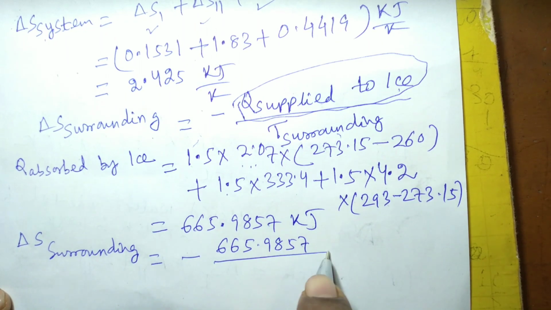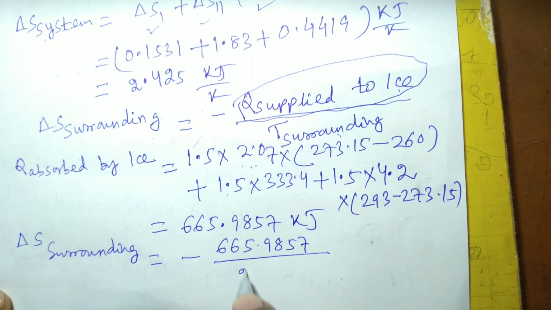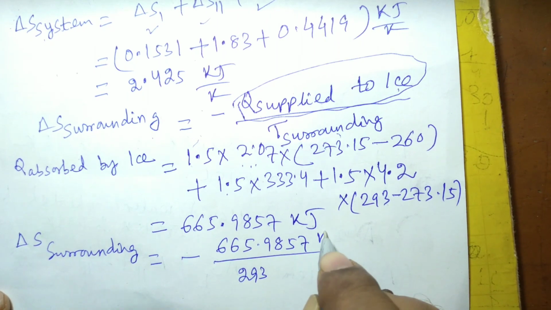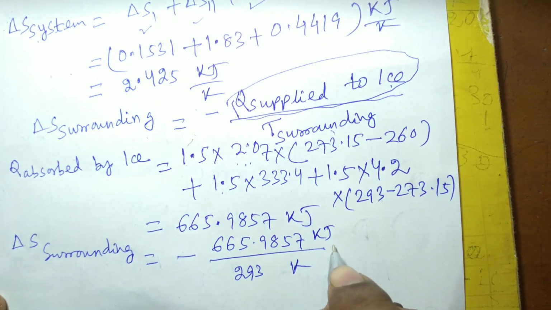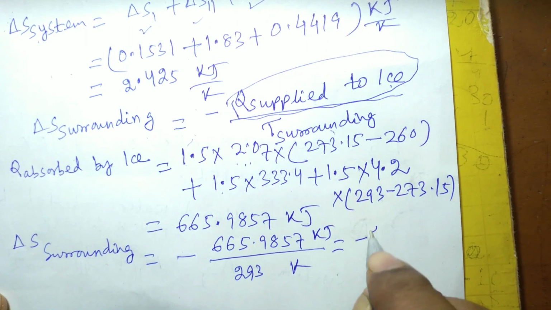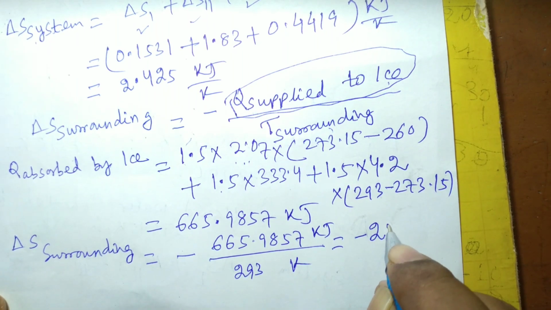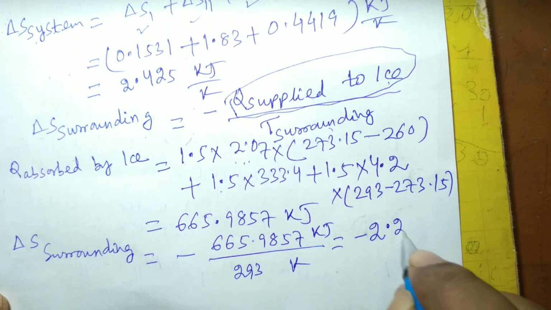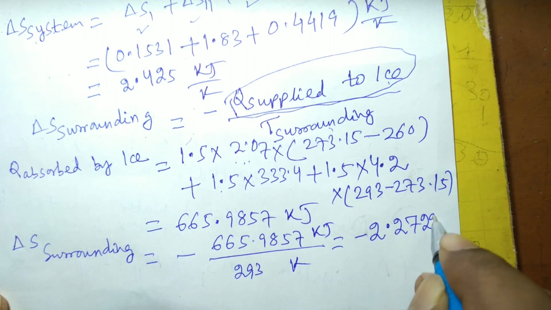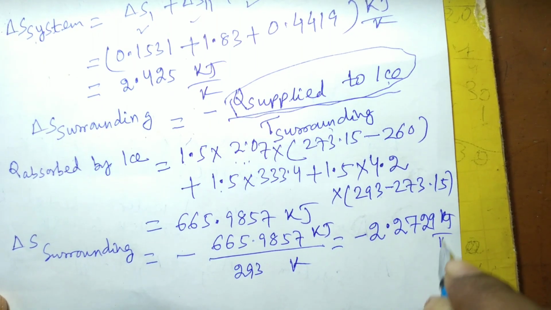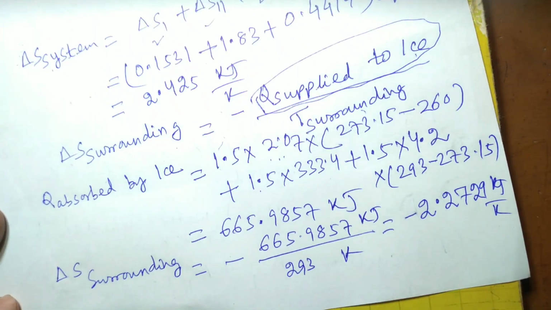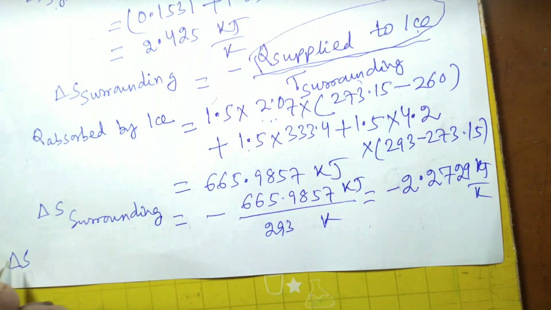So delta S of surrounding will be minus 665.9857, and the temperature of surrounding is 293 Kelvin. So this is kilojoule, this is Kelvin, and this is minus 2.2729 kilojoule per Kelvin.